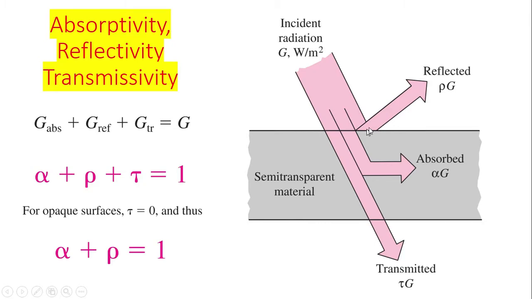The reflected radiation will move away at a certain angle or in a certain direction, and it always depends upon the angle of incidence and the surface properties of the materials. It also depends upon many other parameters, but here we are just trying to understand the basics. So if we have a semi-transparent material and radiation is coming, a part of the radiation will be transmitted, a part will be absorbed, and a part will be reflected back into the atmosphere.